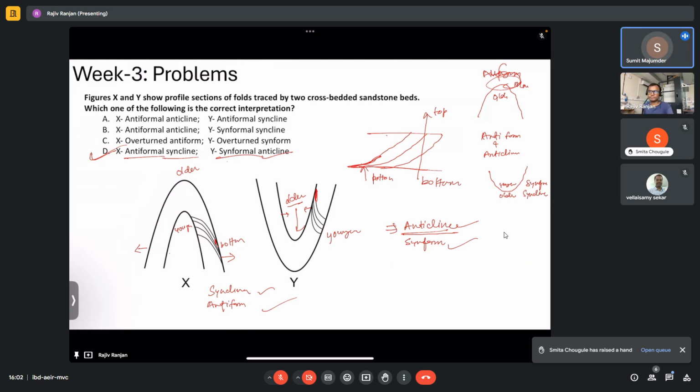So it is a little confusing. But what should be the basis? Should it be, I mean, which is the older one, the older layer?